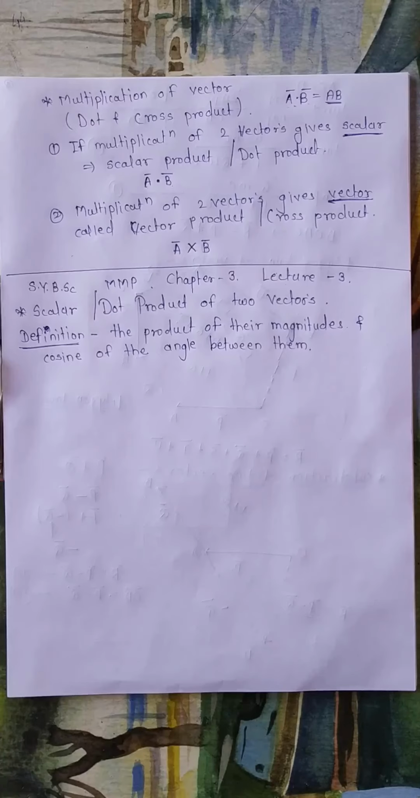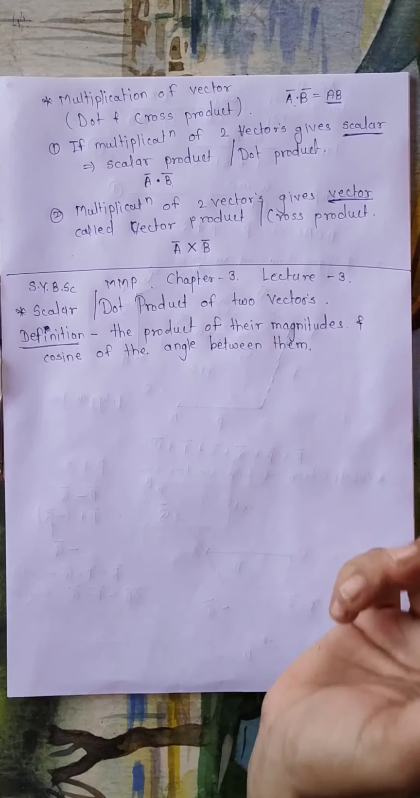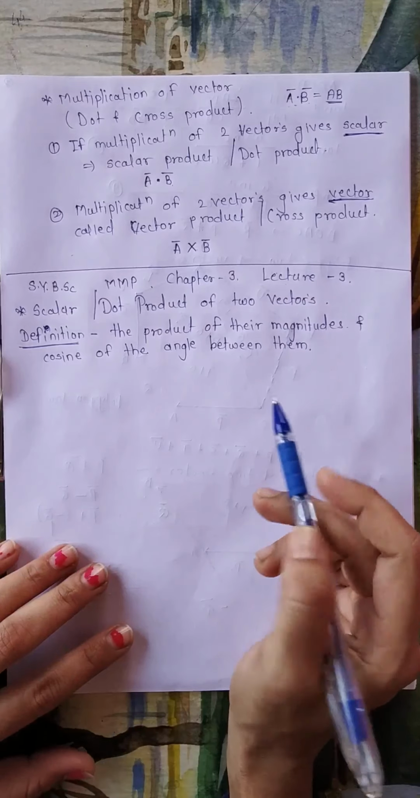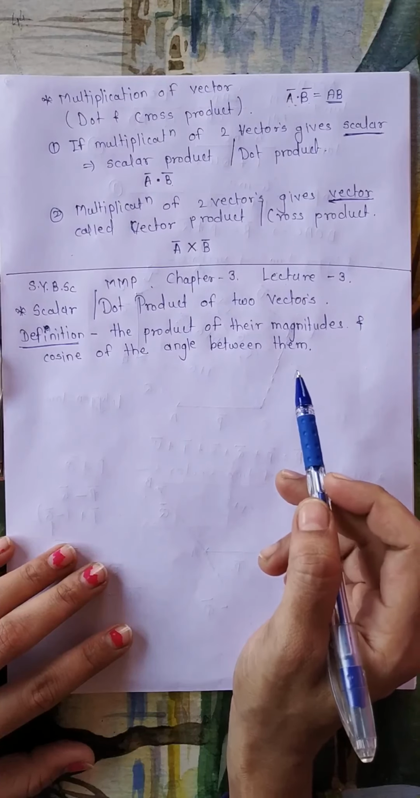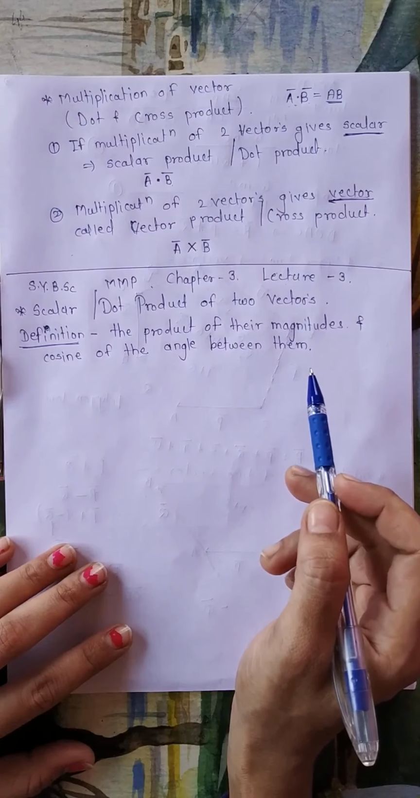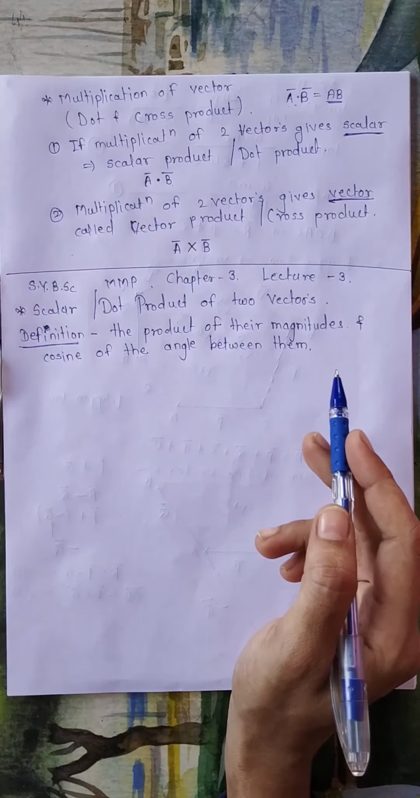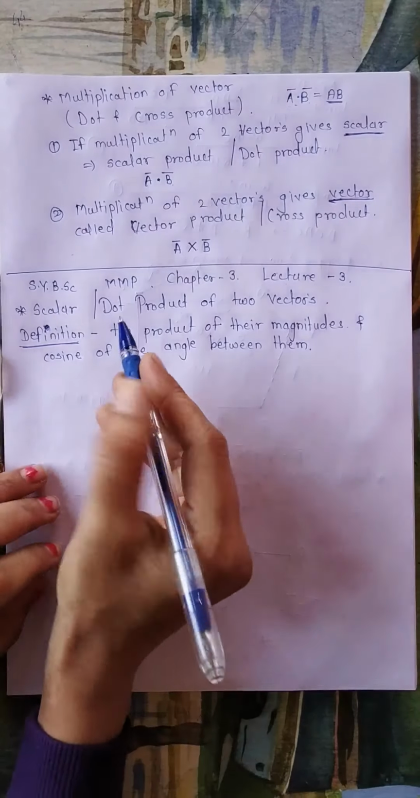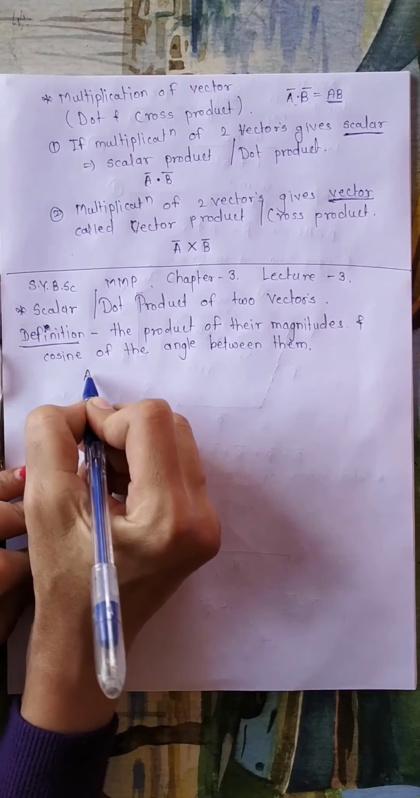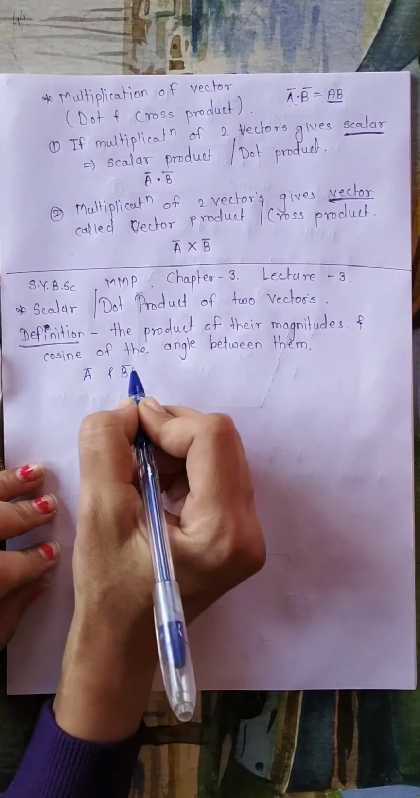Today we will discuss the scalar product, or dot product, of two vectors. The scalar product of two vectors is defined as the product of their magnitudes and the cosine of the angle between them. Suppose I am having two vectors, for example, the first vector is a bar and another vector is b bar.